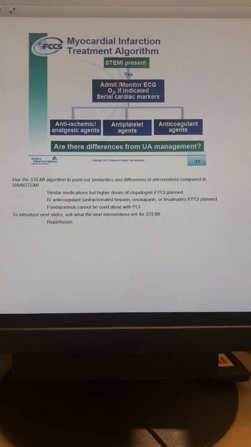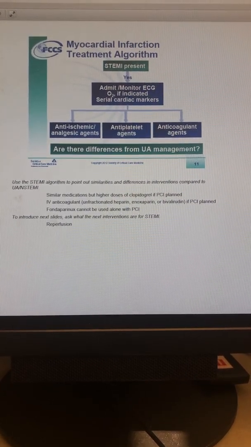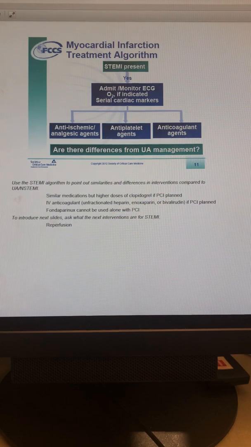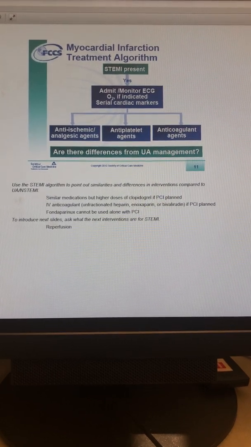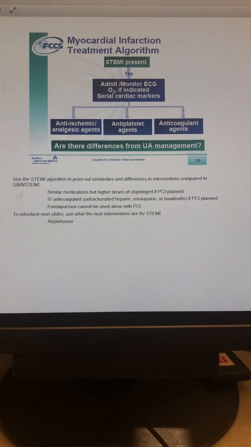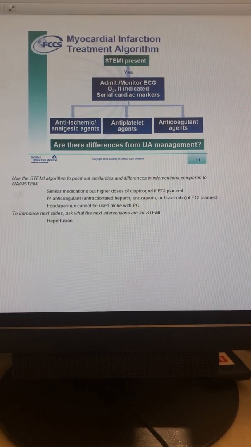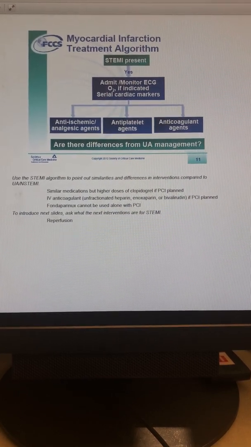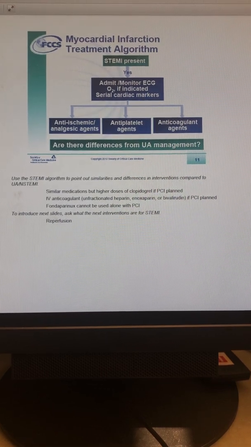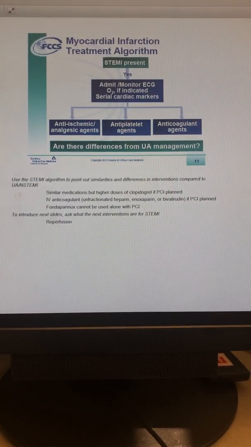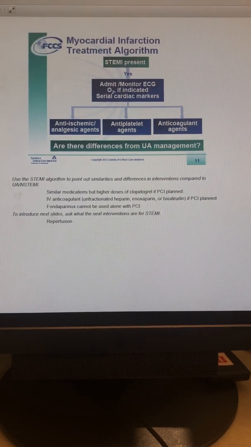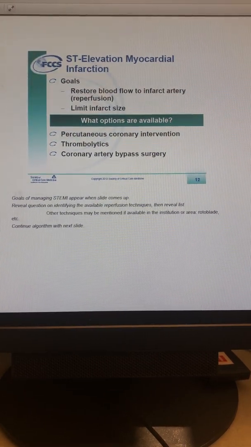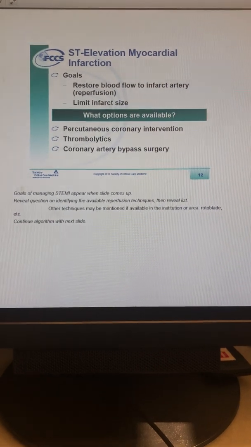So again, for ST elevation MI, whether they develop it in the hospital or they come in with it, you also have to admit them, put them on EKG monitor, give them oxygen, do the serial cardiac enzymes, and use the same categories of drugs: the anti-ischemic analgesic agents, the antiplatelet agents, and the anticoagulant agents. Are these medications different than in the previous case where we were treating unstable angina and non-ST elevation MI? Typically, they're similar drugs but at higher doses. And then you want to obviously plan right away for PCI or cardiac catheterization.